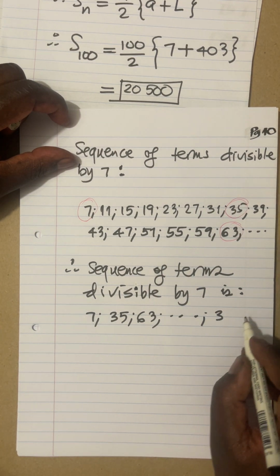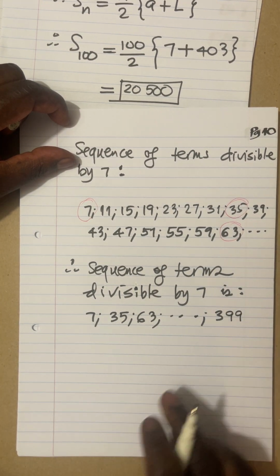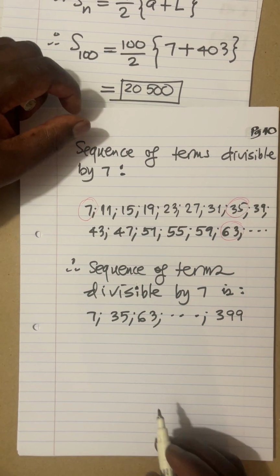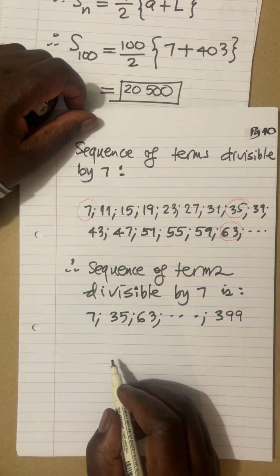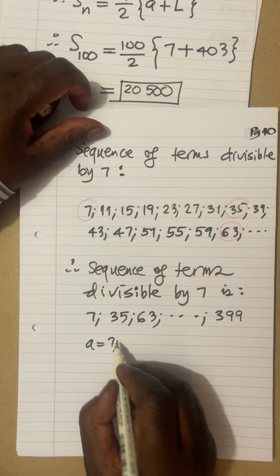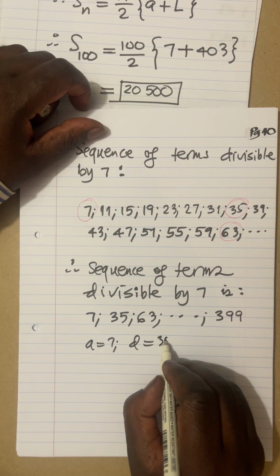Yeah, 399. So now we have to work out the sum of all these terms. Now, how do we do that? Well, we need to work out the number of terms first. So we know that our first term is 7. Our common difference is 35 minus 7.